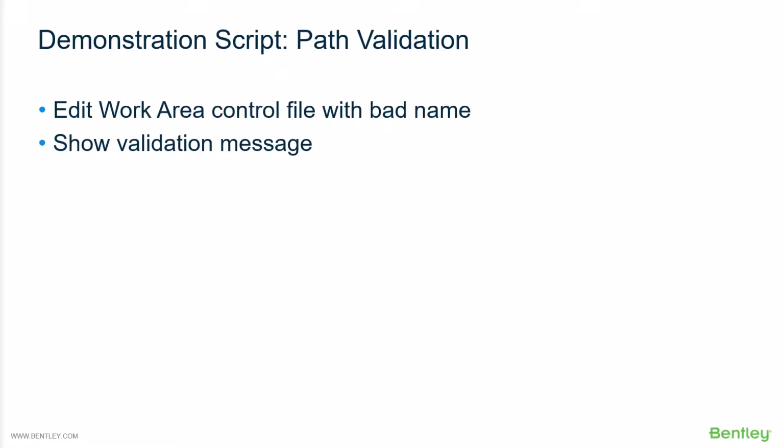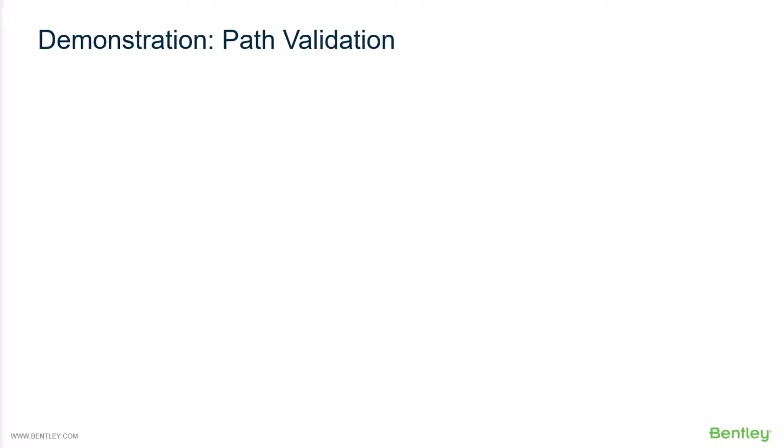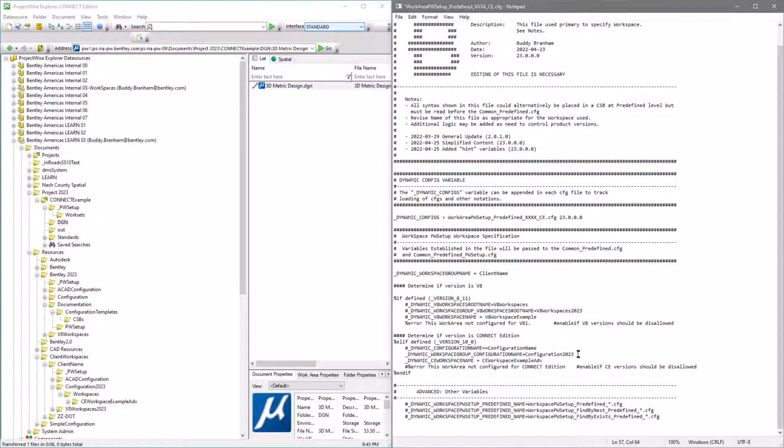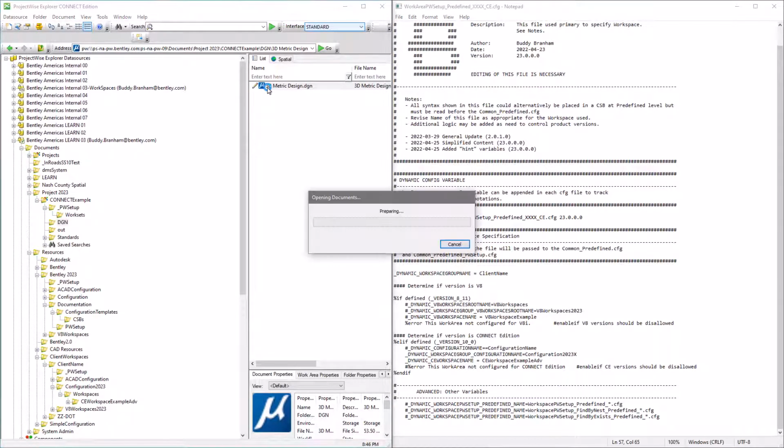The next demonstration will show the built-in path validation capabilities of the Dynamic Managed Workspace. What we will do in this exercise is enter a bad path name for one of the group name variables. We will then see what type of message we get from that. With the same setup as the previous demonstration, we're just going to change Dynamic Workspace Group Name to Configuration 2023X. Then launch the file.